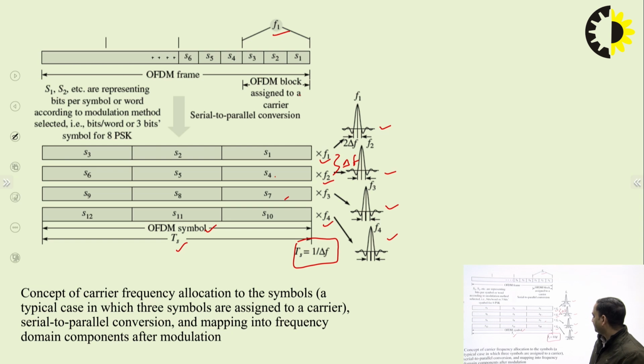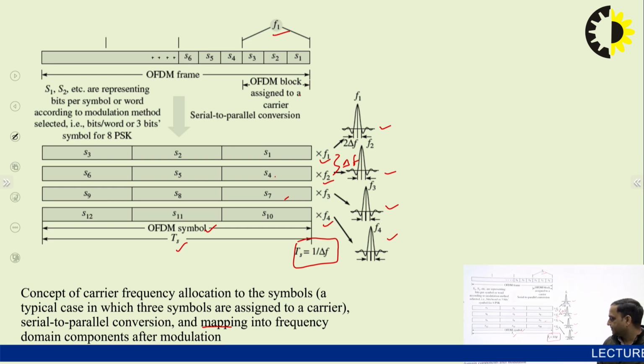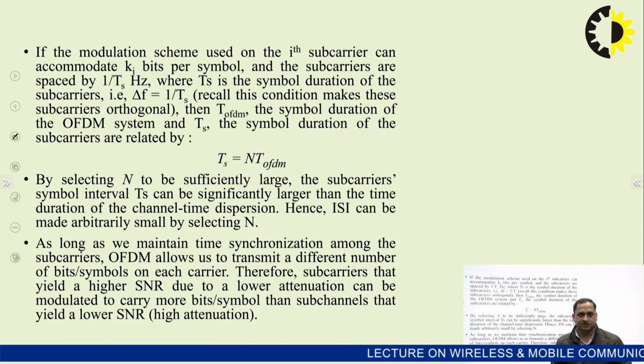This is the delta F, which is nothing but the spacing between the two subcarriers. So here the concept of carrier frequency allocation to the symbols is defined. Serial to parallel conversion is the first step, and then mapping into the frequency domain component after the modulation. So the first step is to convert serial to parallel, and then we use the mapping into the frequency domain. In this way, the basic principle of orthogonality works.